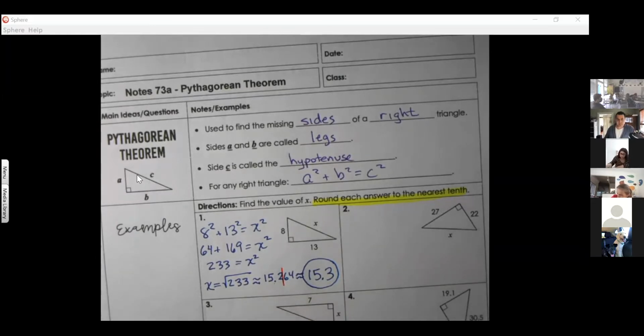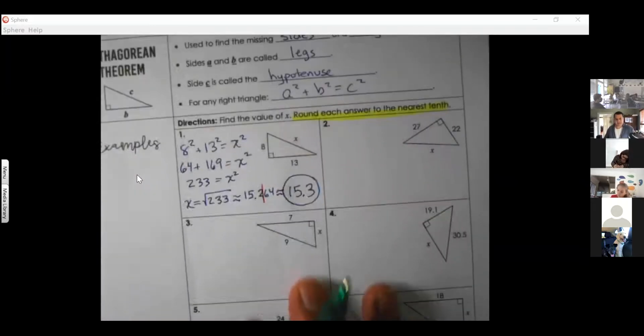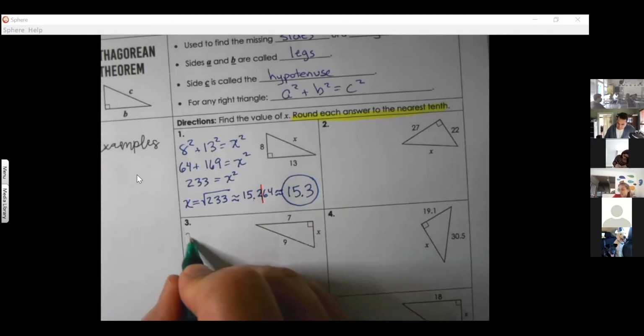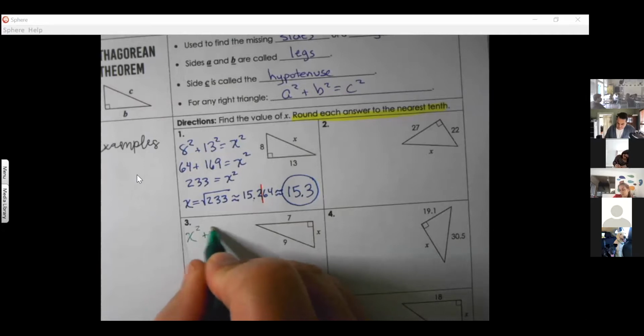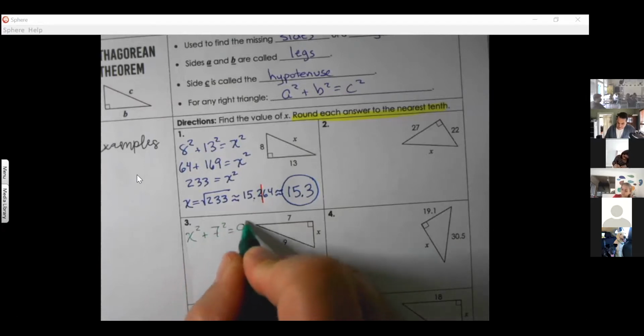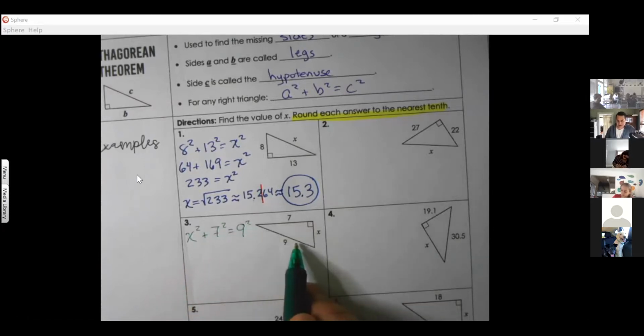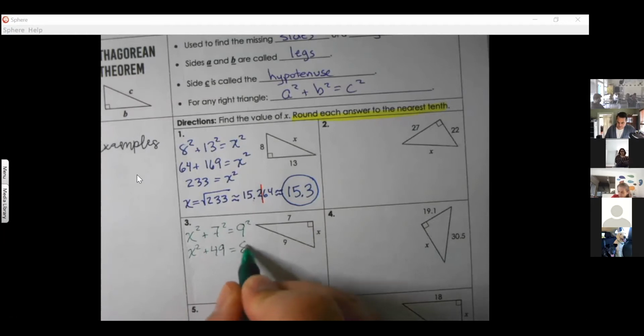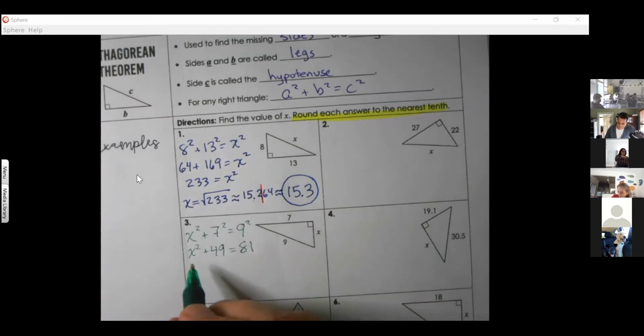I'm going to jump down here to number 3 next, because it's a slightly different application of it. Notice that now the X is in a different location. The X is now one of the legs. So when I set it up, I have to say X squared plus 7 squared equals 9 squared. The hypotenuse is over here. That has to be the standalone. So X squared plus 49 equals 81.